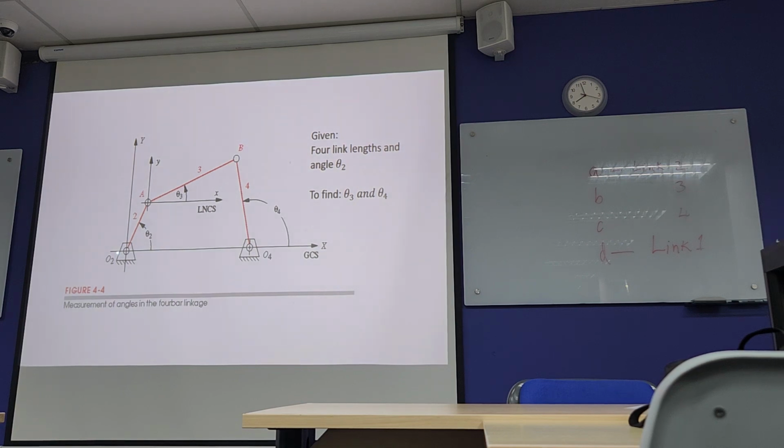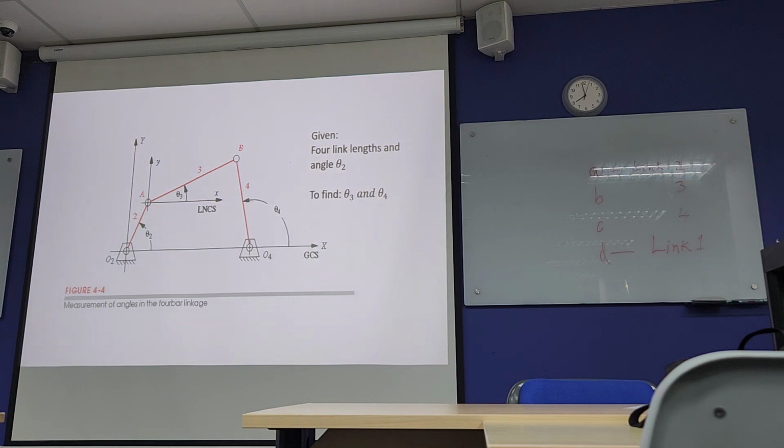So you may just see O2 represents the ground pivot for link 2. So number 2, this is your ground link. O2, O4 is the ground link, so the distance between O2 and O4 is considered as link 1. This is the length of link 2, O2 A. So the distance from O2 to A is the length of link 2. When we use the ABCD notation, A represents the length of link 2, and D represents the length of link 1.